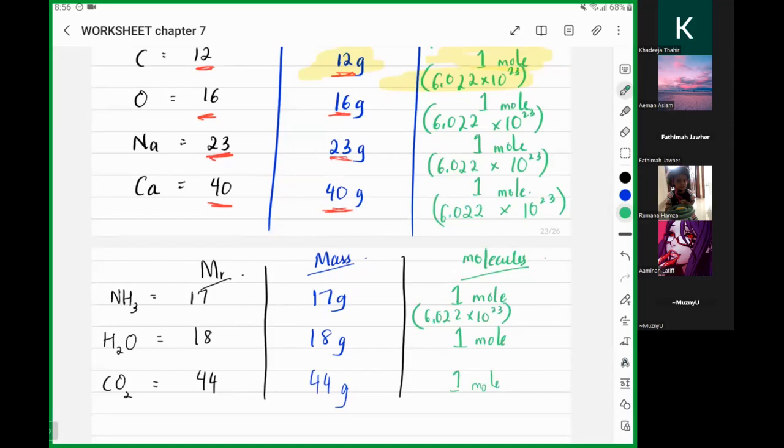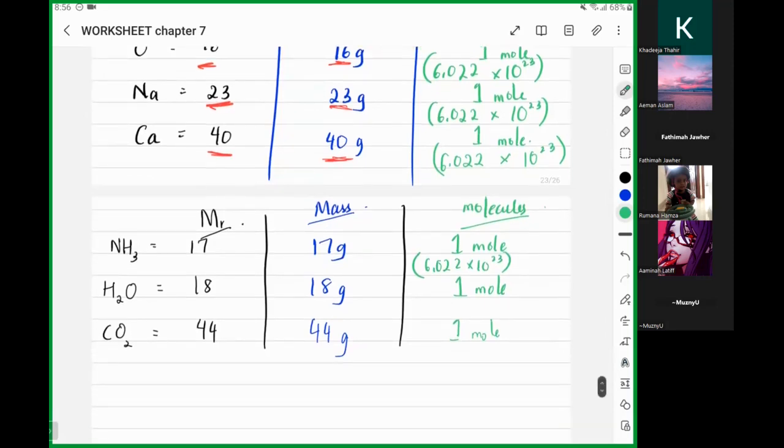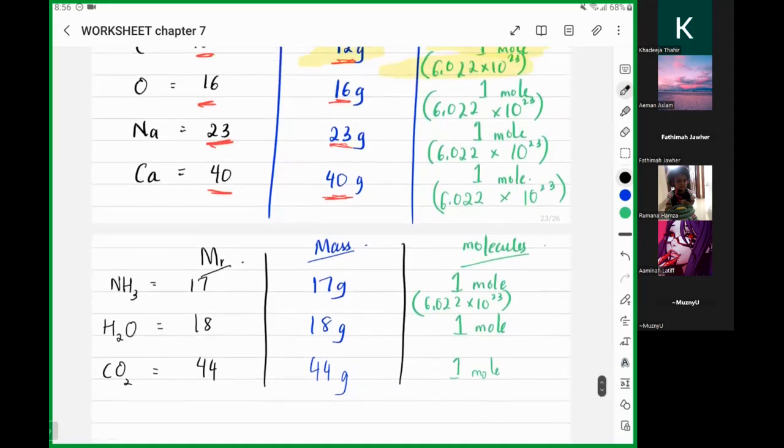Okay? Yes or no? Yes. So now I'll just explain two more things, and then we'll be done with the theory component. Then we have to discuss all the rest of the questions.